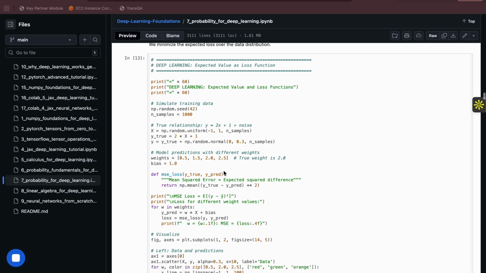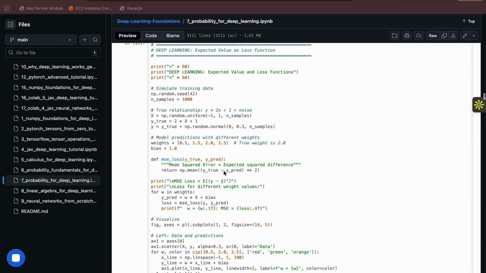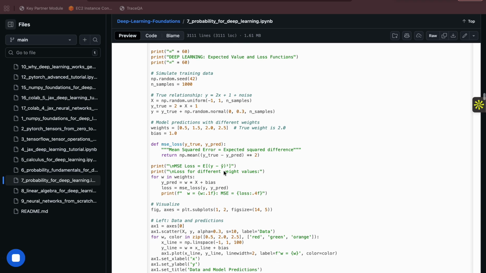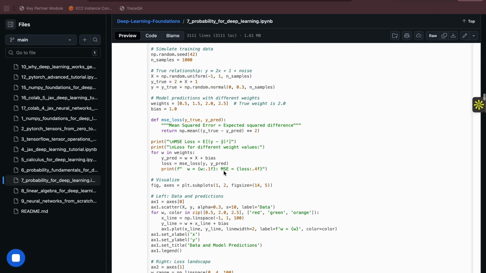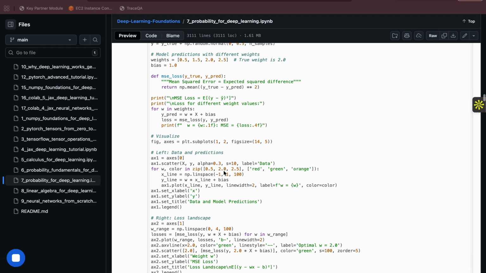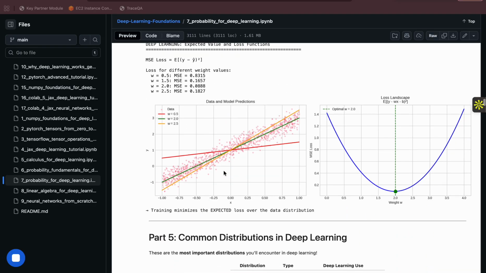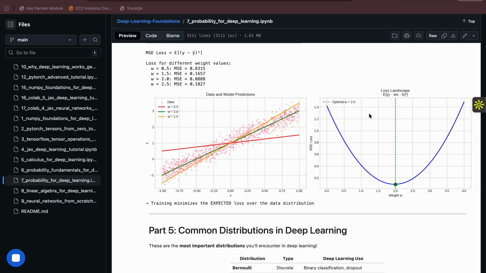Here we implement Bernoulli distribution properties and demonstrate dropout as Bernoulli sampling, with a mask applied to neuron activations, and visualize both the PMF and dropout effects here.